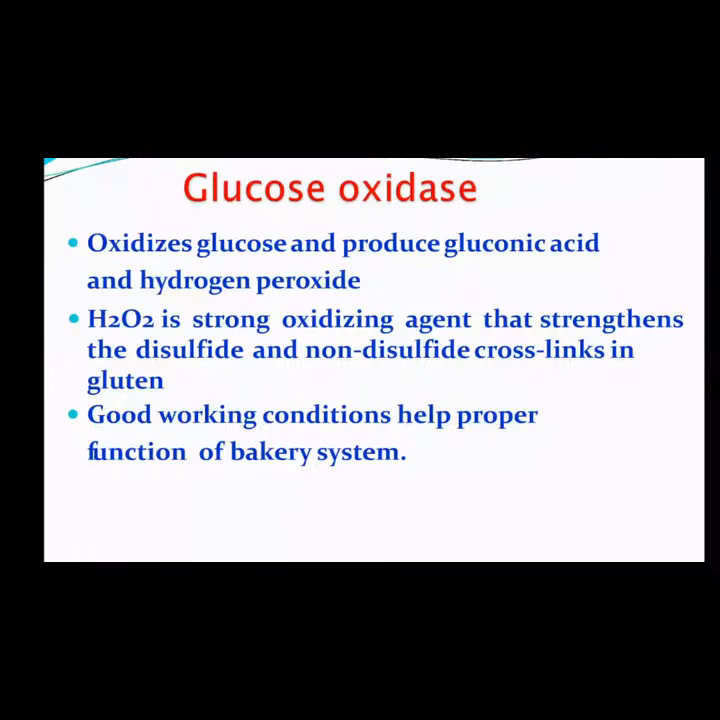Glucose oxidase is like catalase. This enzyme acts on hydrogen peroxide, and this glucose oxidase actually removes the H2O2 and also prevents oxidation in many food industries, especially in the bakery industry. Next slide.